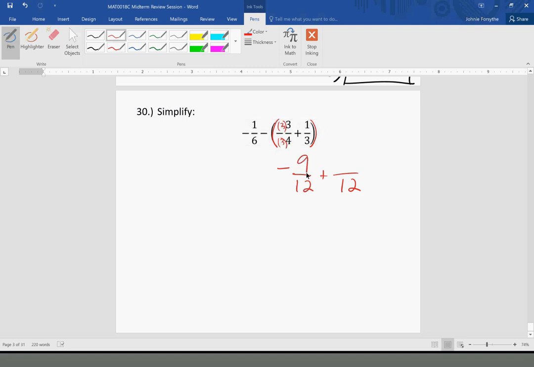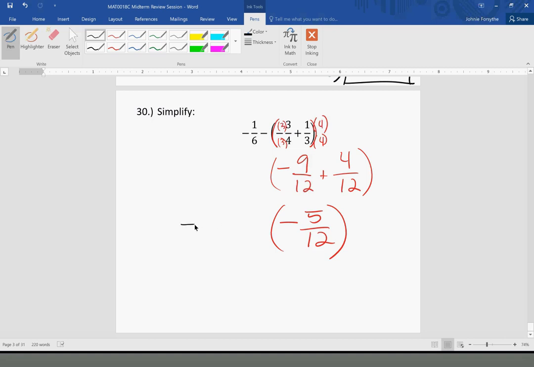So I'm going to have negative 9 over 12 plus 4 over 12. So now they have different signs, so I'm going to take the difference and keep the sign of the larger number. So as you can see here, the larger is the first fraction, so it's going to be a negative, and then we're going to find the difference between 9 over 12 and 4 over 12, okay, which would be 5 over 12, all right?